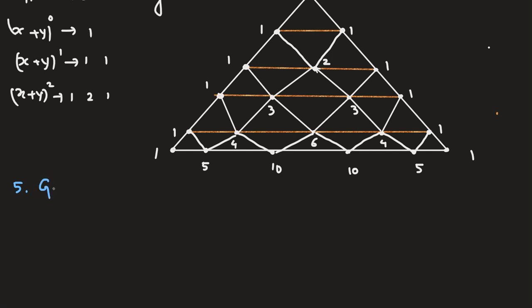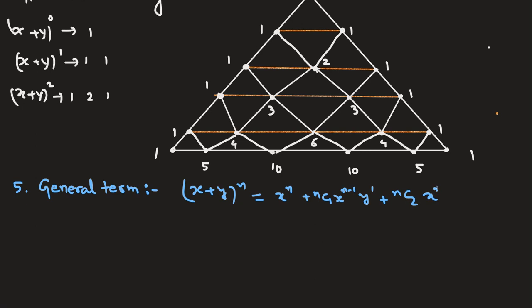Point number five, general term. So when we have x plus y whole power n, and we notice its expansion: x power n, nc1, x power n minus 1, y power 1, then we have nc2, x power n minus 2, y power 2, in this way it goes on, up to y power n. So you notice that when it is 2, then x power n minus 2, y power 2. So if I write ncr, then x should have the power n minus r, and y has the power r. So my question is, which term is it, the rth term or the r plus 1th?